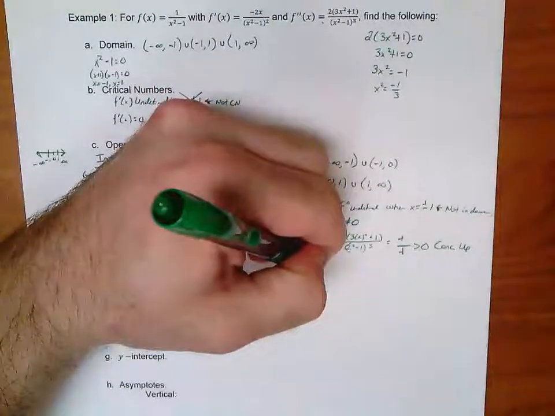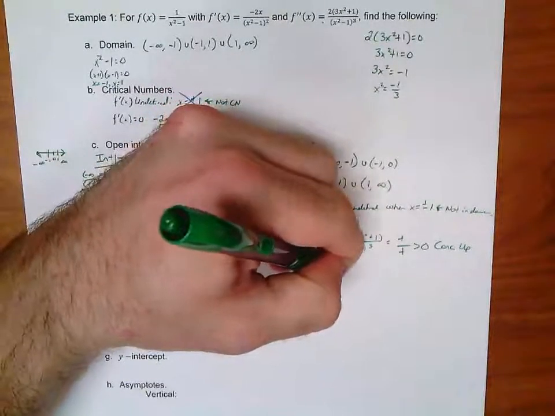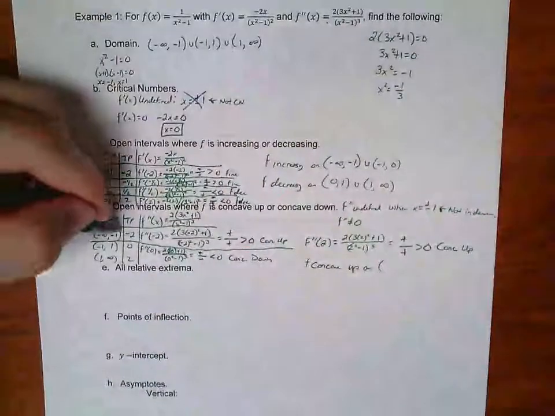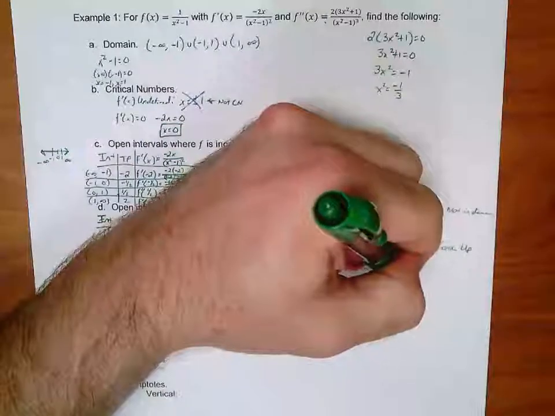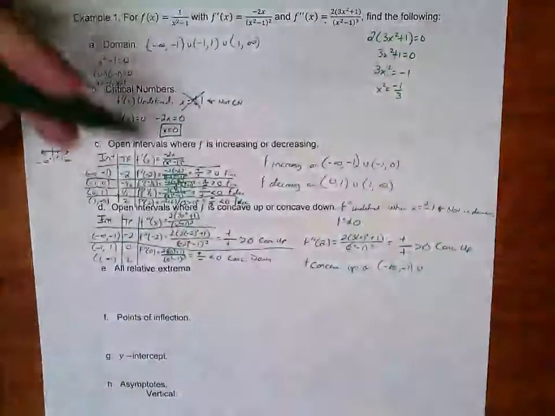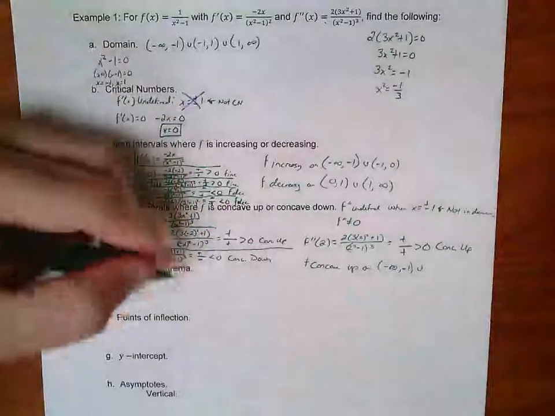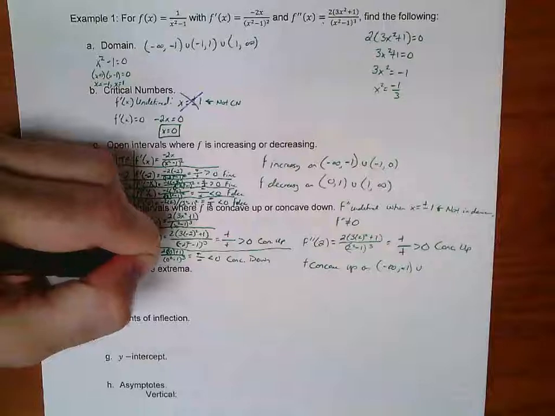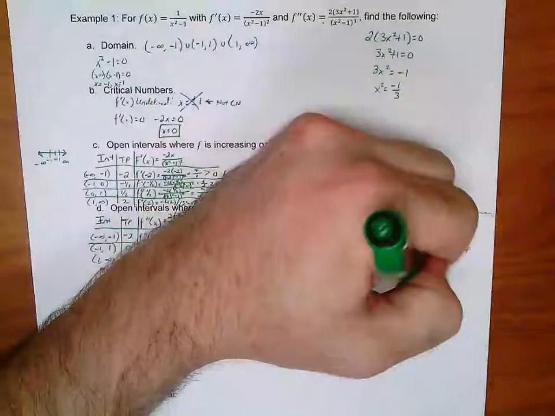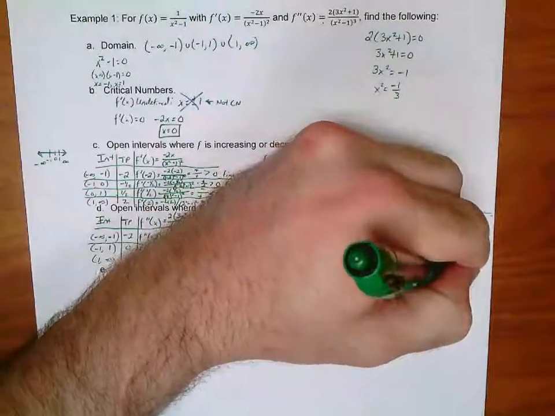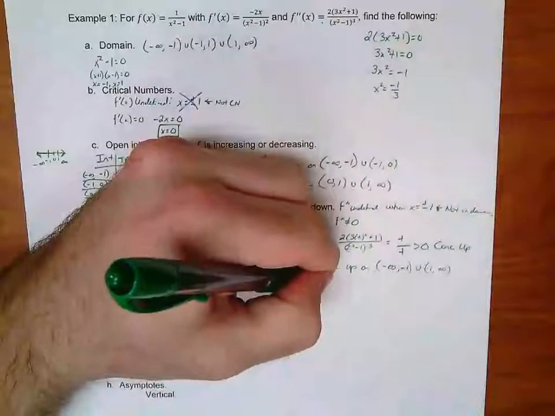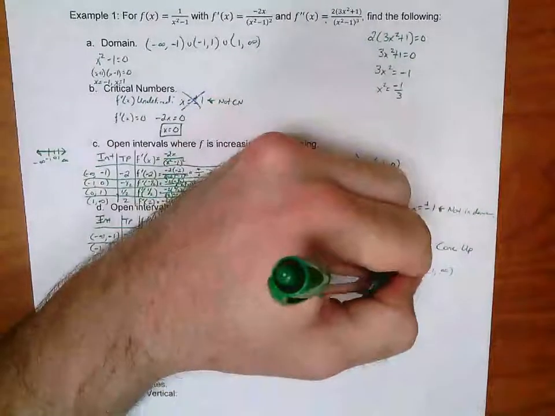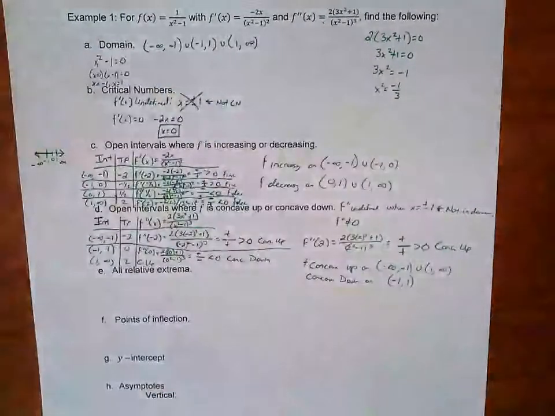So we know f is concave up on the intervals negative infinity to negative 1, union 1 to infinity. So that was our f double prime of negative 2. So we said that was concave up there. So negative infinity to negative 1, union 1 to infinity. And concave down on negative 1 to 1.